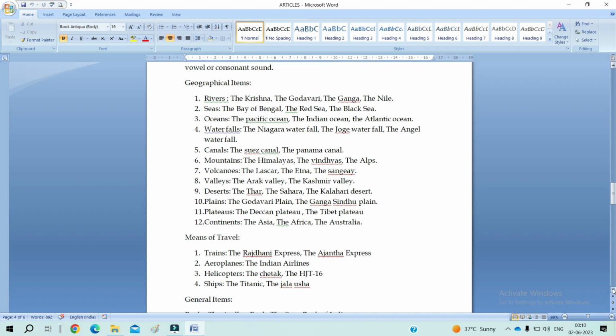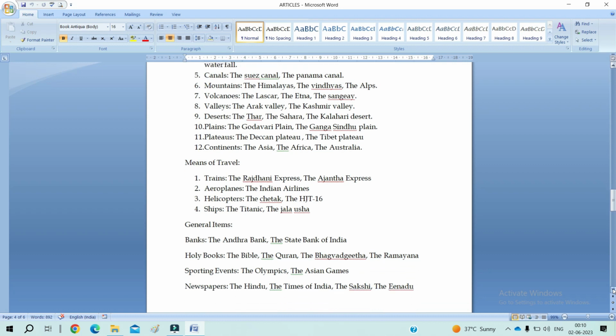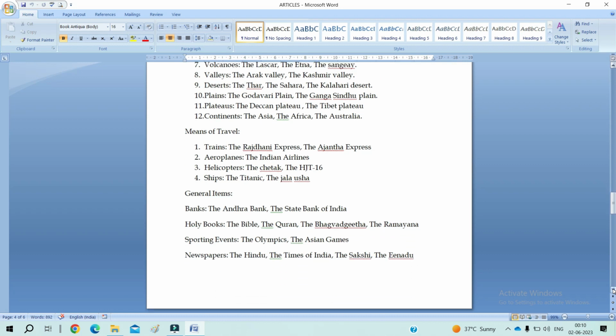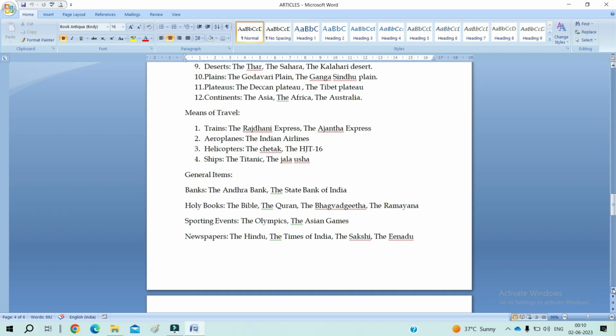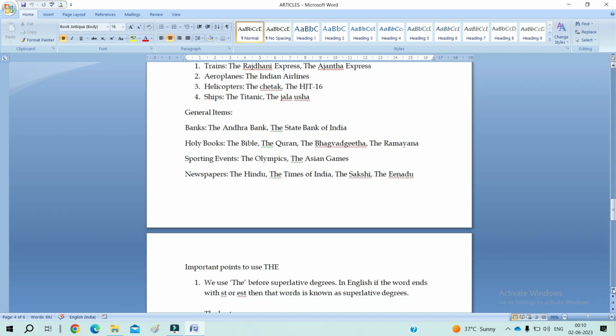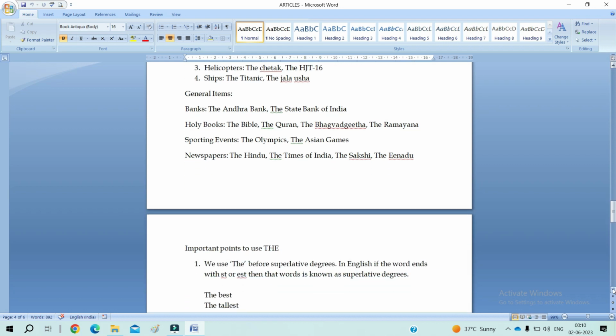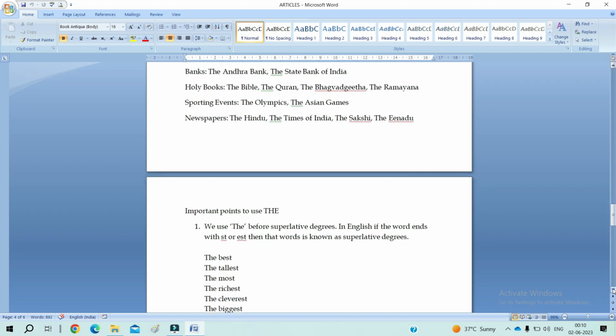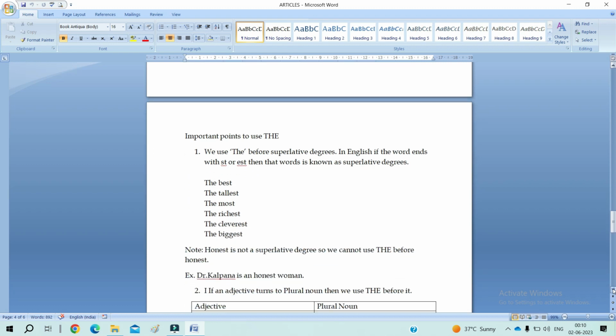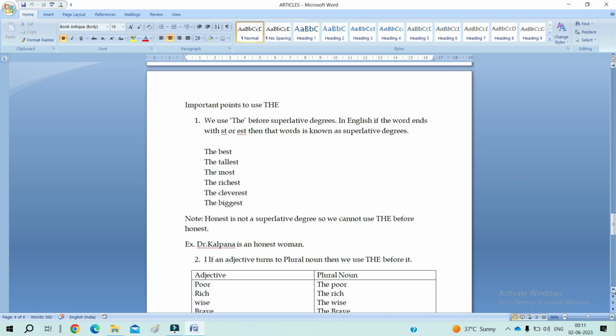You have to mention it clearly. Next, travels: the Rajdhani Express; general items; banks; holy books; sporting events; newspapers. Next, important points you have to remember to use "the" wherever it is required, but you have to blindly remember these key points.